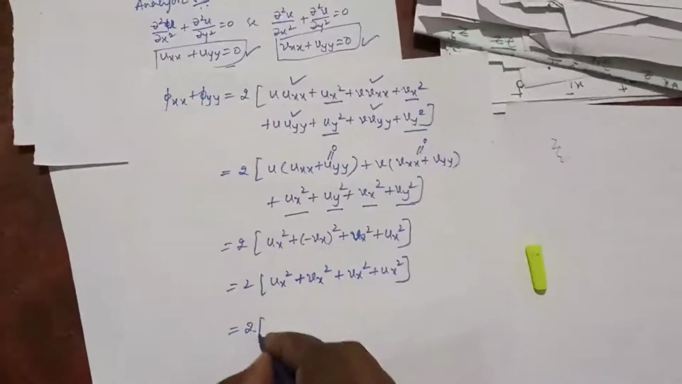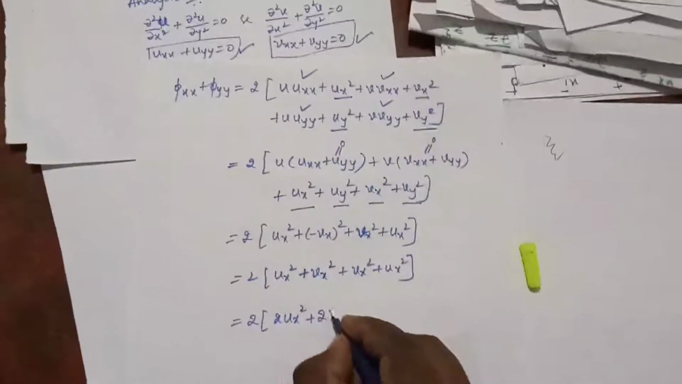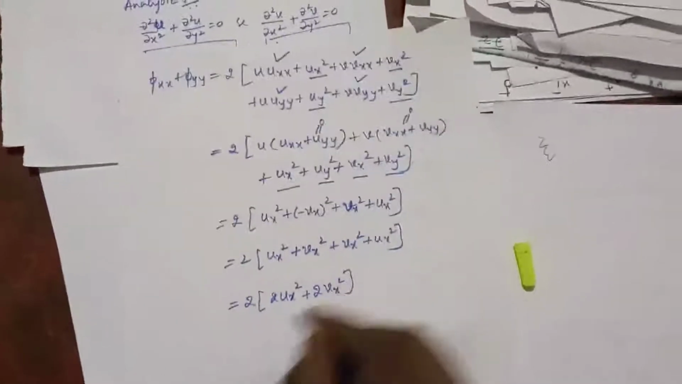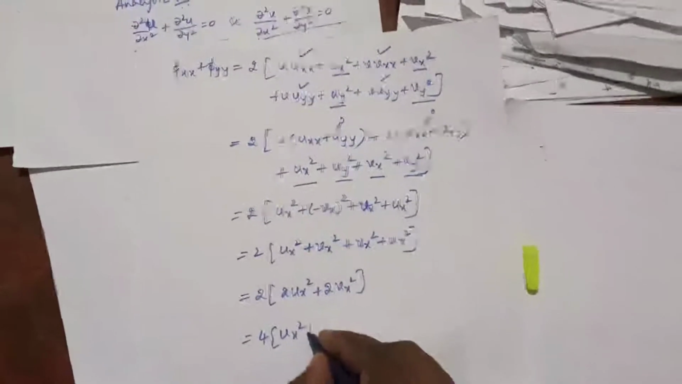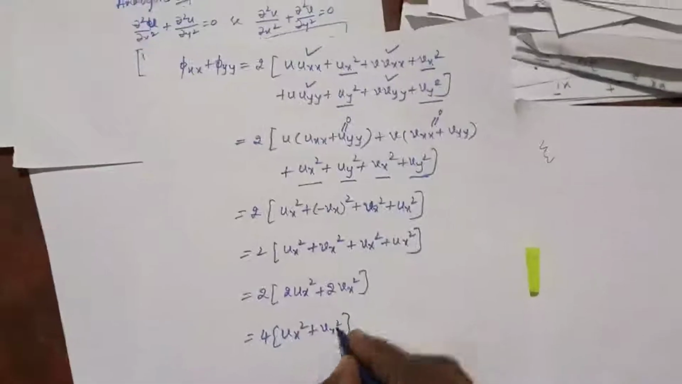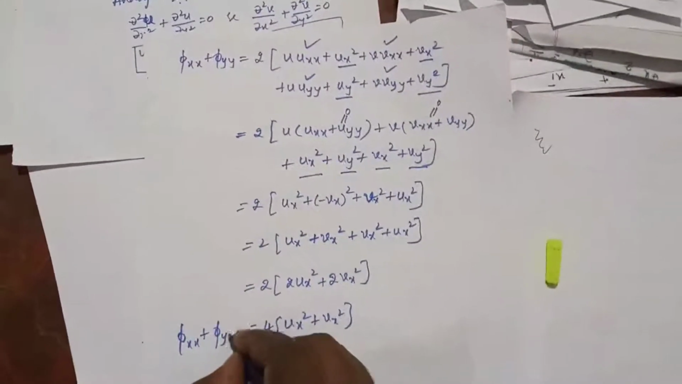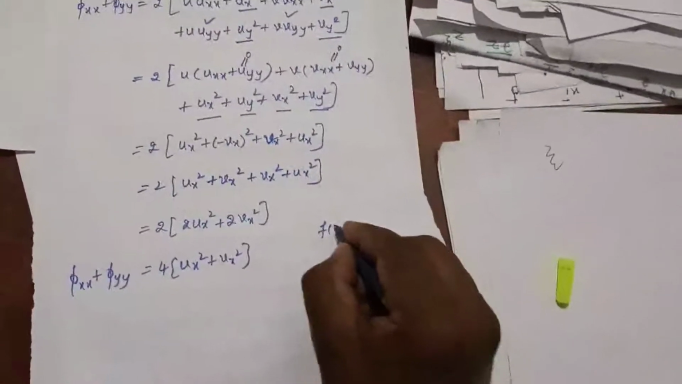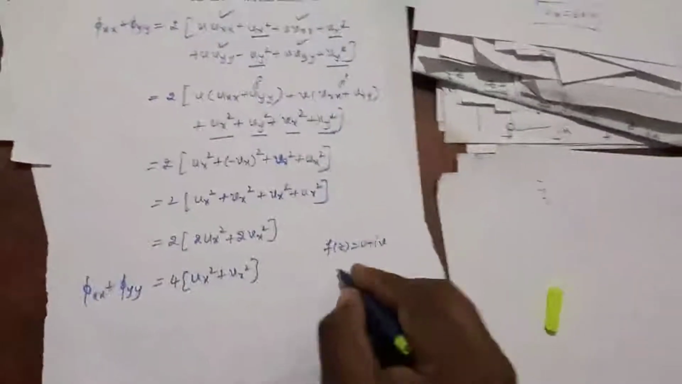Here 2 times ux square plus 2 times vx square. So write 2 outside, ux square plus vx square. This is our phi xx plus phi yy. Here we know that f of z is u plus iv.